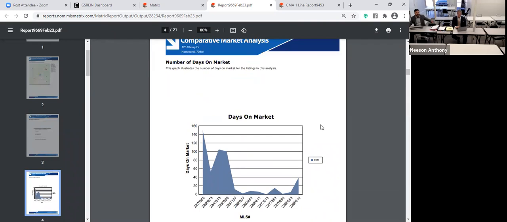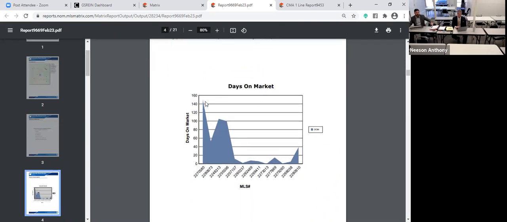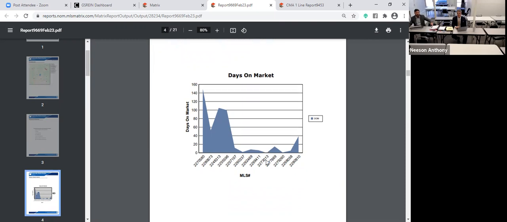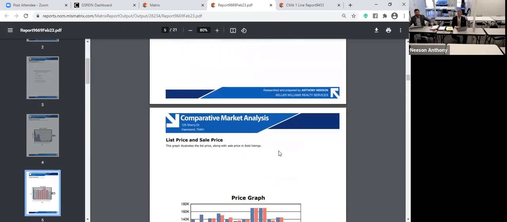Now I get into a static picture. How many days on market have they been? Well, Mr. Steve, Mr. Seller, do you want to be way up here on longer days on market, or you want to be down here? Well, I want to be down here. Okay, well, let's talk about how we can do that.